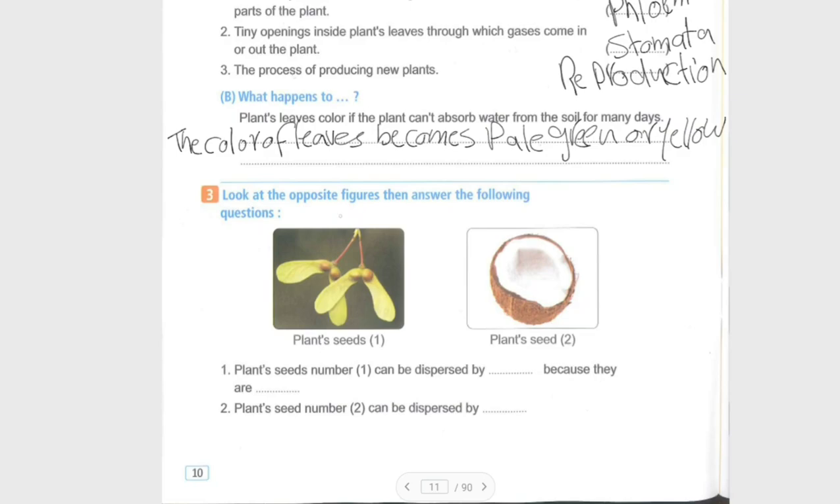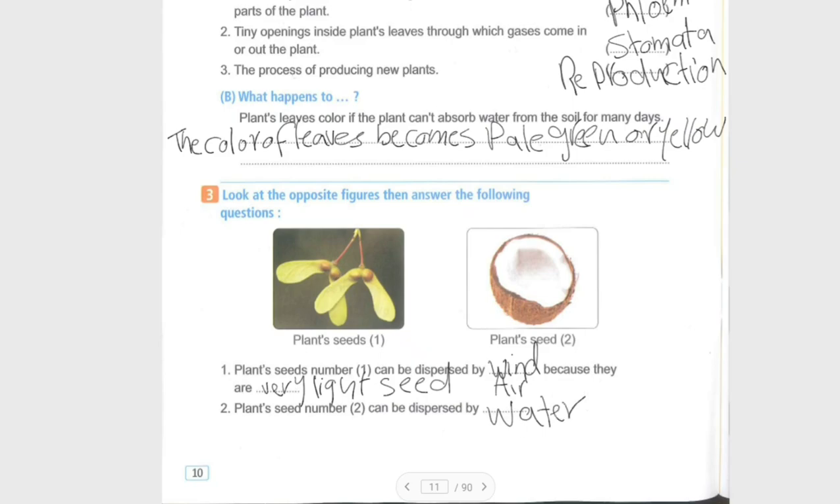Number 3, look at the opposite figures then answer the following question. I have plant seeds number 1 and plant seeds number 2. Let's see. Plant seed number 1 can be displaced by wind, of course, because they are very light seeds. Number 2, plant seed number 2 can be displaced by water. Okay.